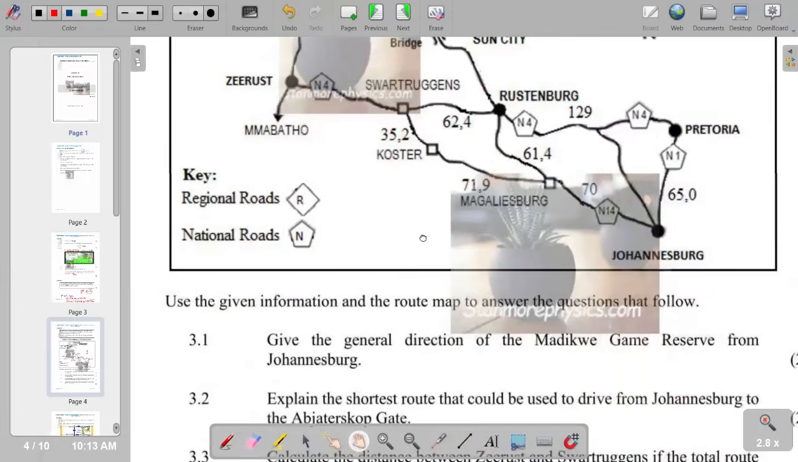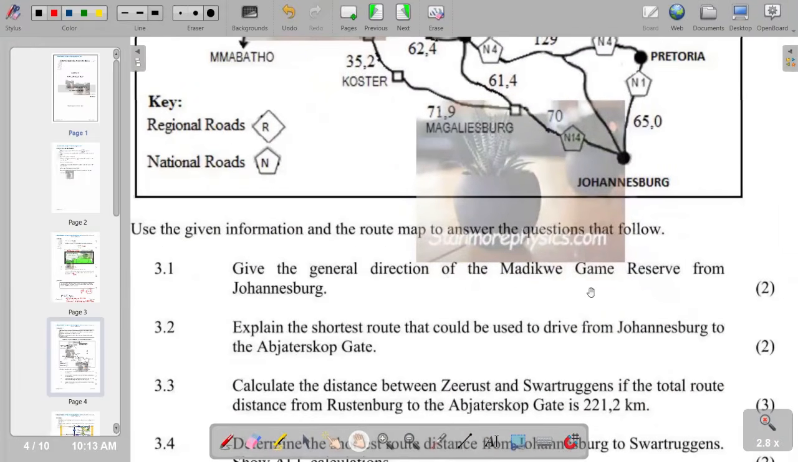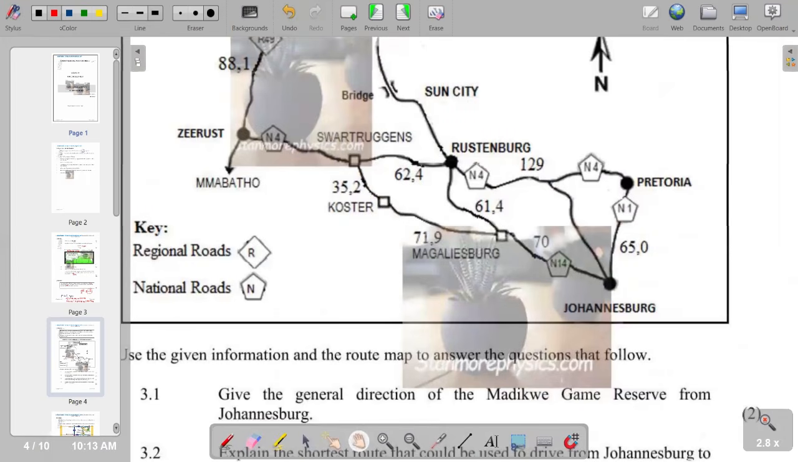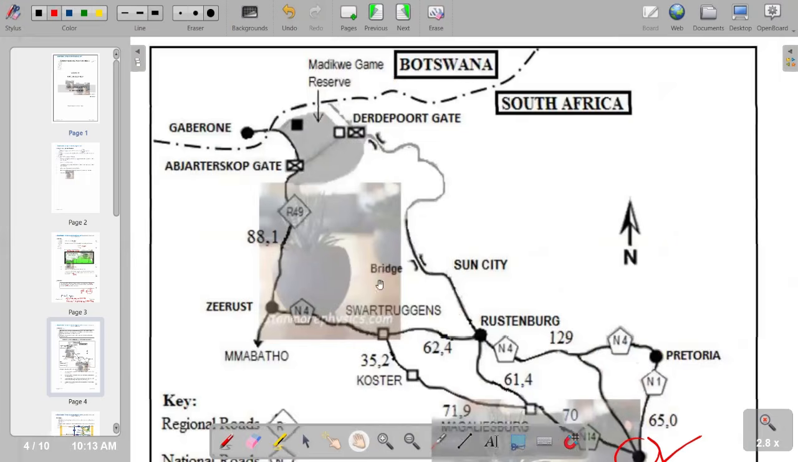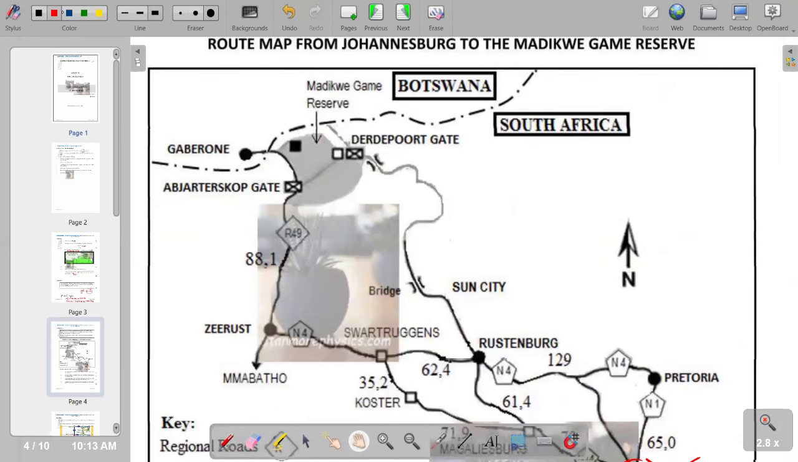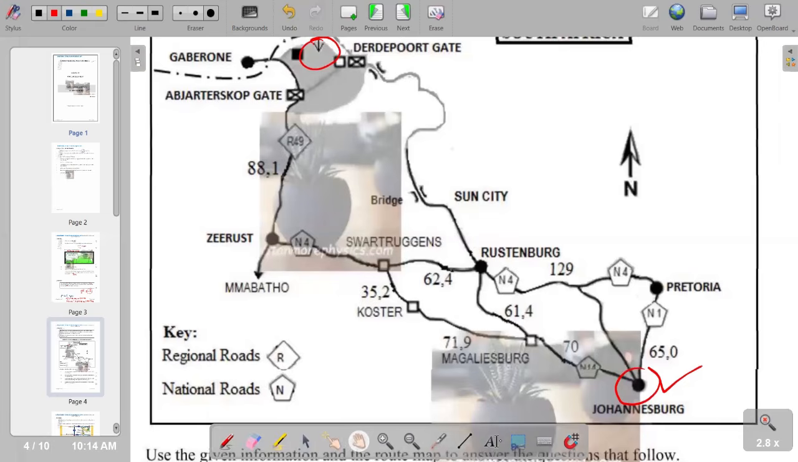Then for the first part of our question, it is give the general direction of the Madikwe game reserve from Johannesburg. So we have Johannesburg in this part. Then we'll check the Madikwe game reserve, which we have in this part. So in terms of the general direction, we are just going to put our directions on this part.